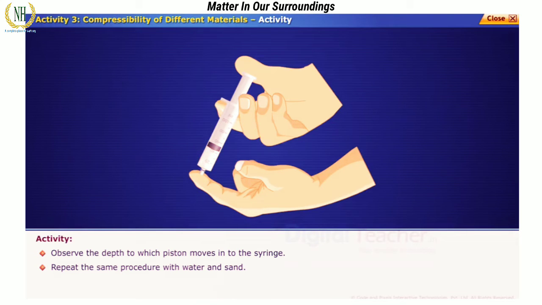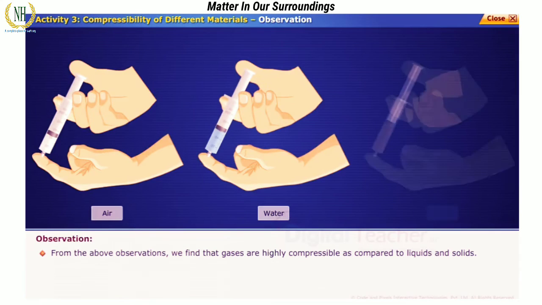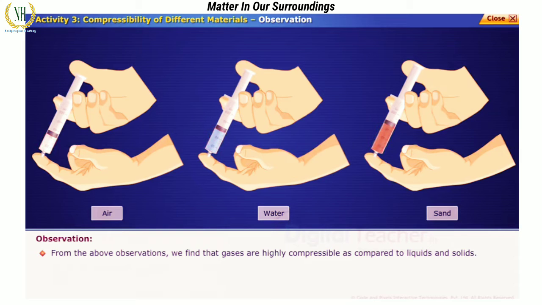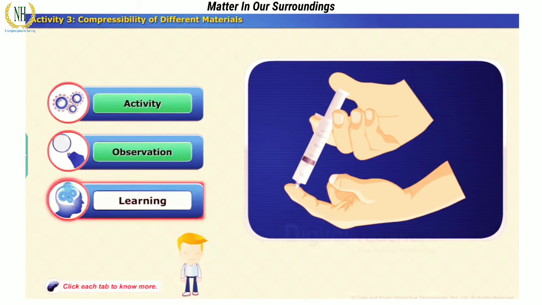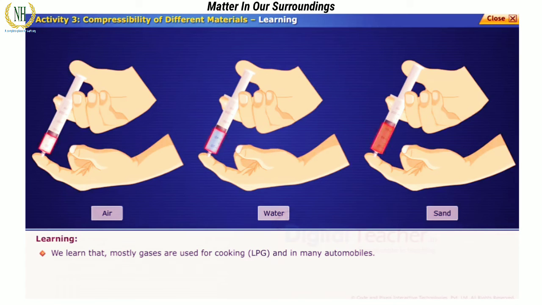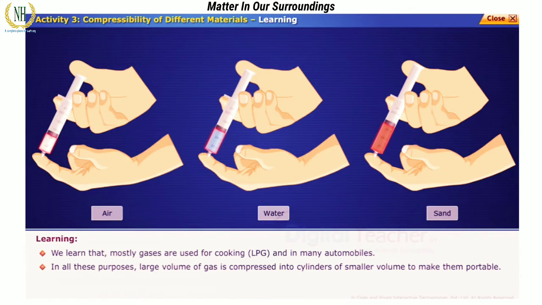Repeat the same procedure with water and sand. Similarly, observe the depth to which piston moves into the syringe. From the above observations, we find that gases are highly compressible as compared to liquids and solids. We learned that mostly gases are used for cooking, LPG, and in many automobiles. In all these purposes, large volume of gas is compressed into cylinders of small volume to make them portable.